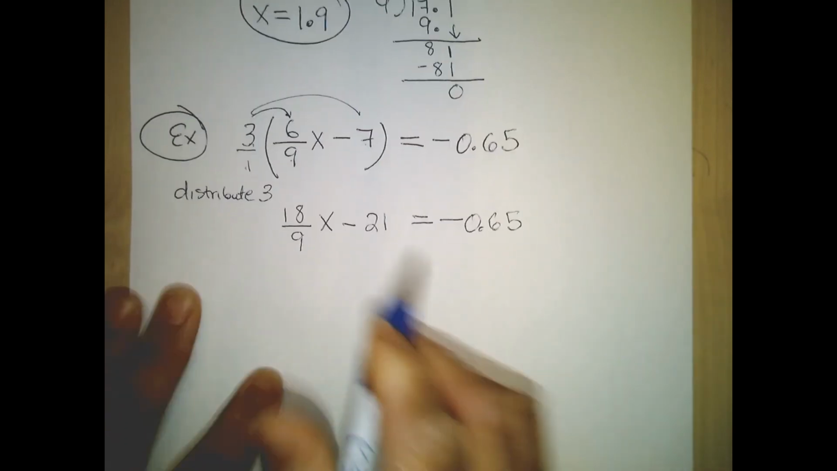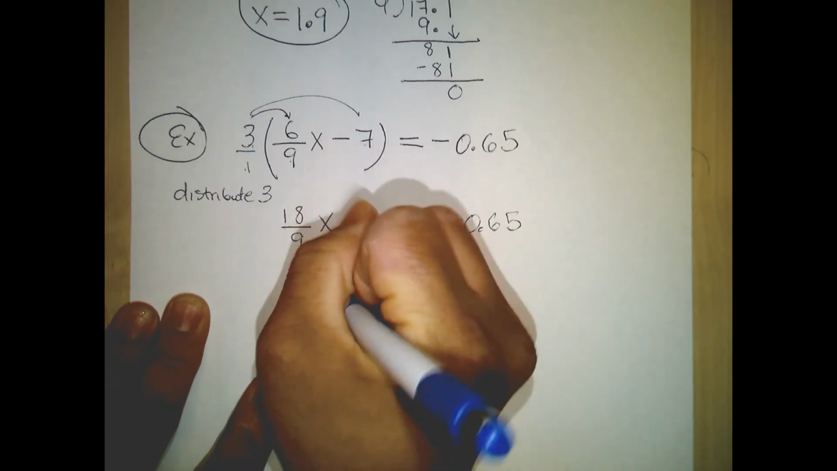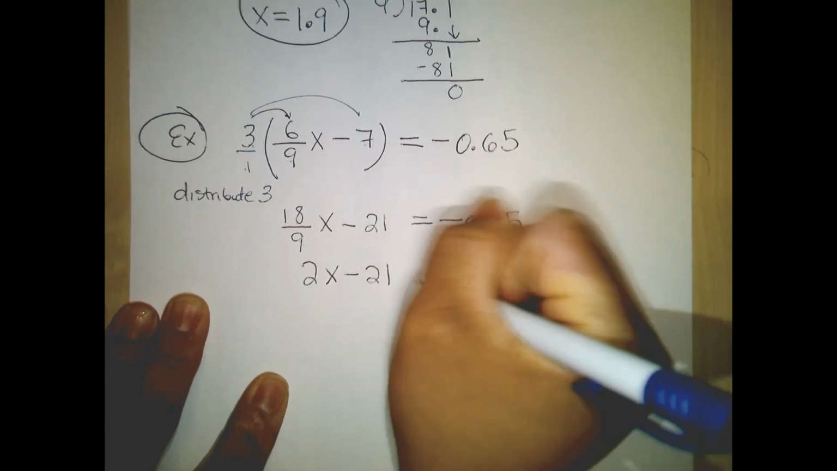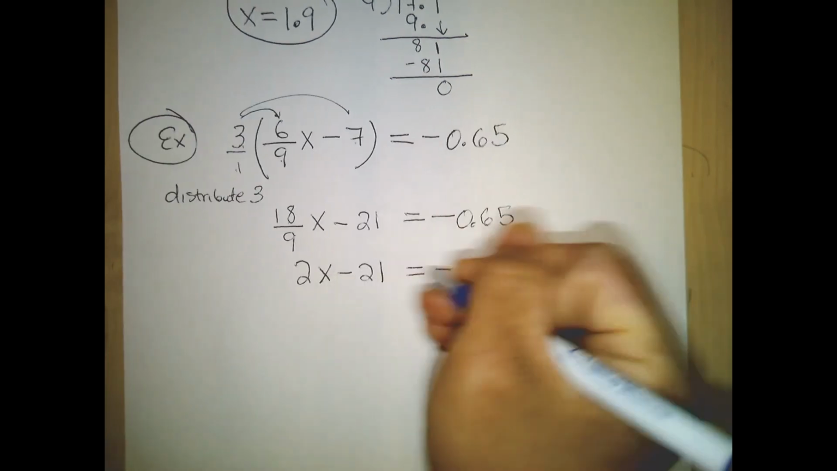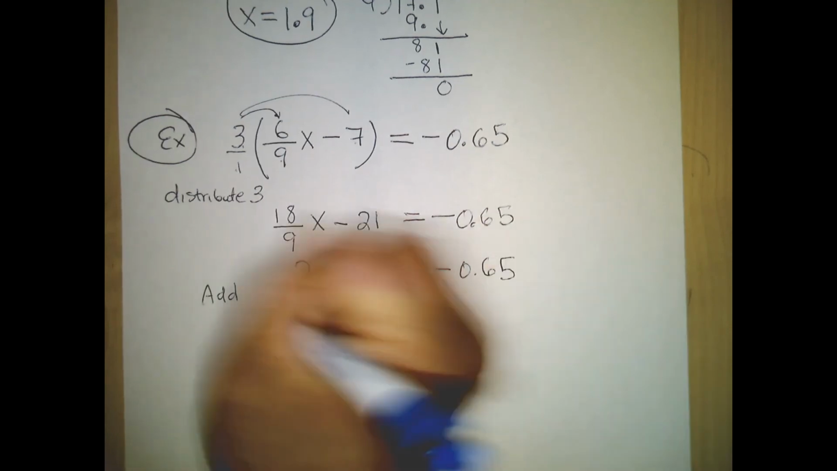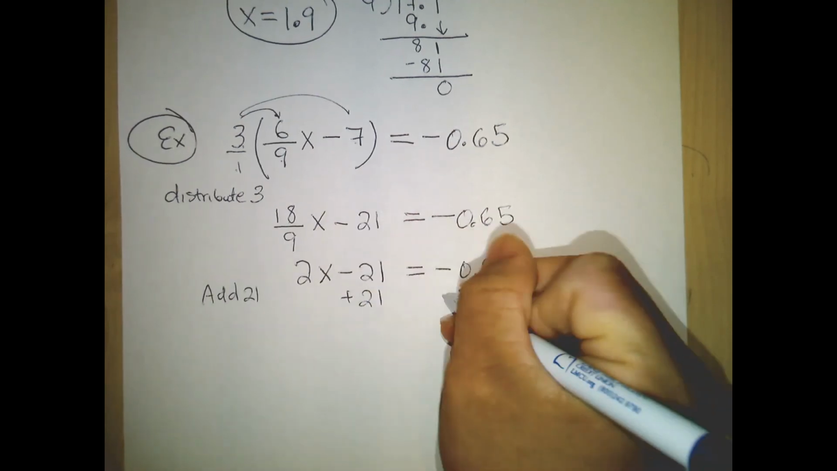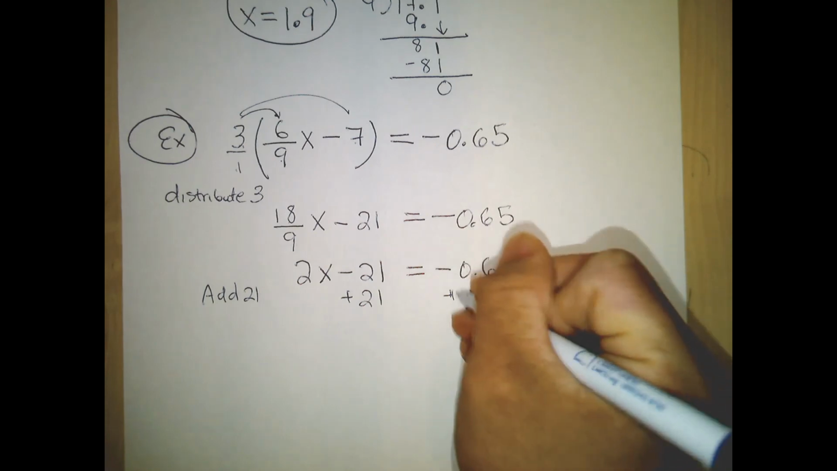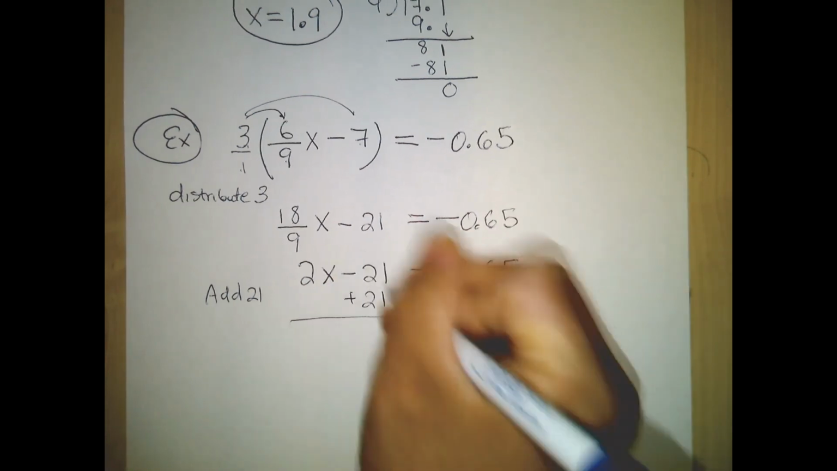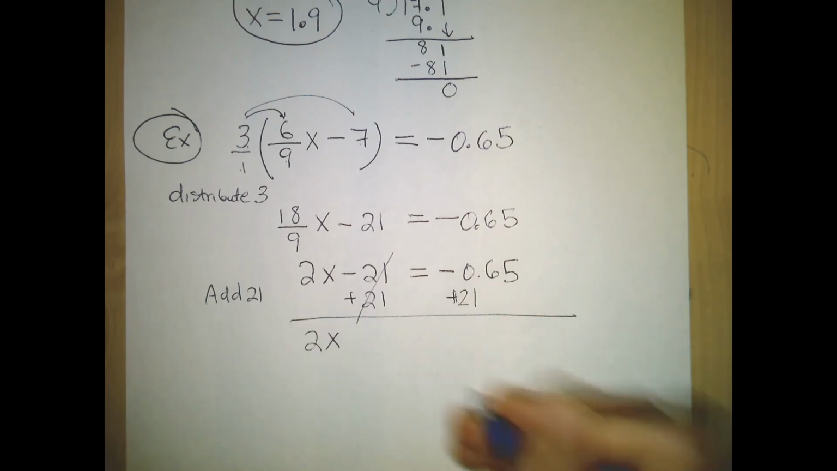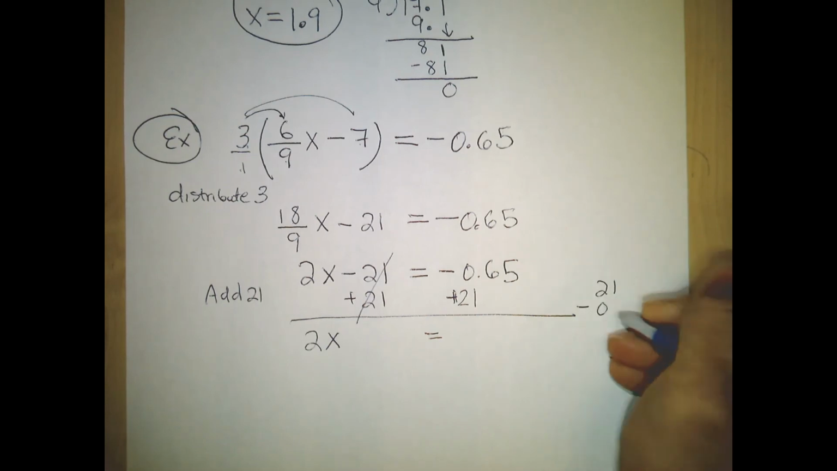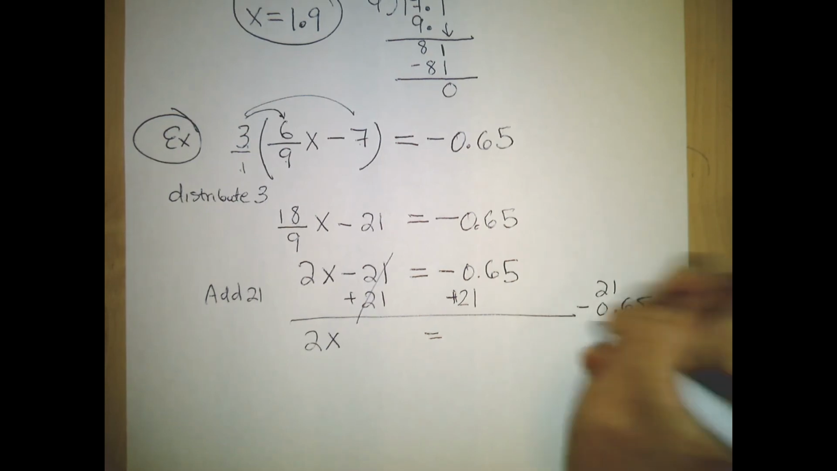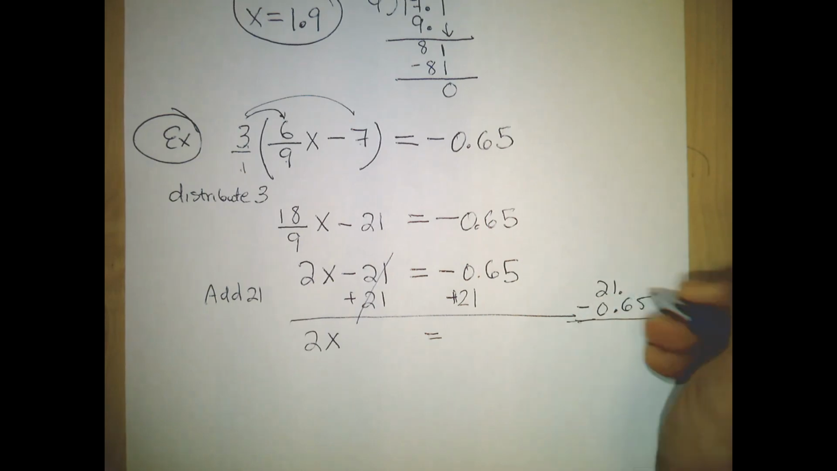0.65. Now, 18 divided by 9 is 2. So we have 2x minus 21 is equal to negative 0.65. Now, let's add the 21 to each side. So add 21 to each side. All right, so that zeroes this out. So 2x is equal to, so we have 21 minus 0.65. So why don't we line up the decimal places? So here we go.